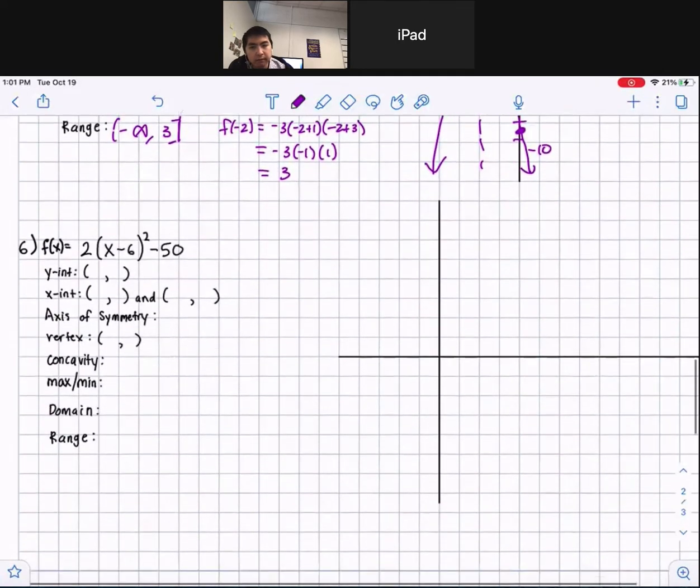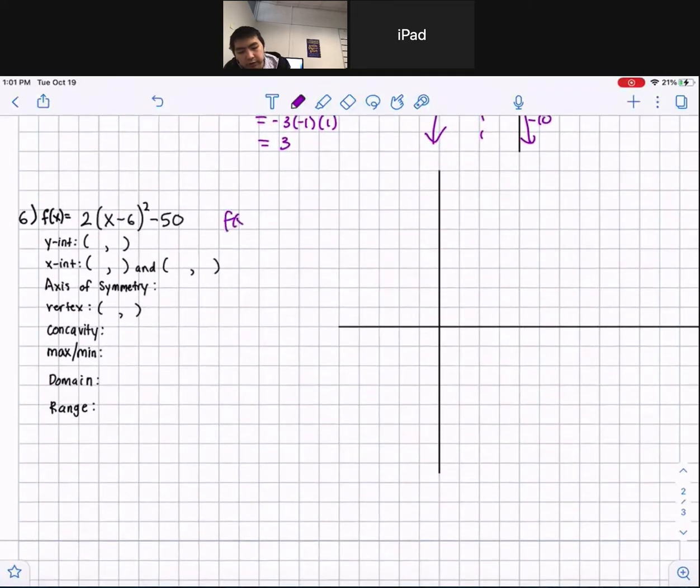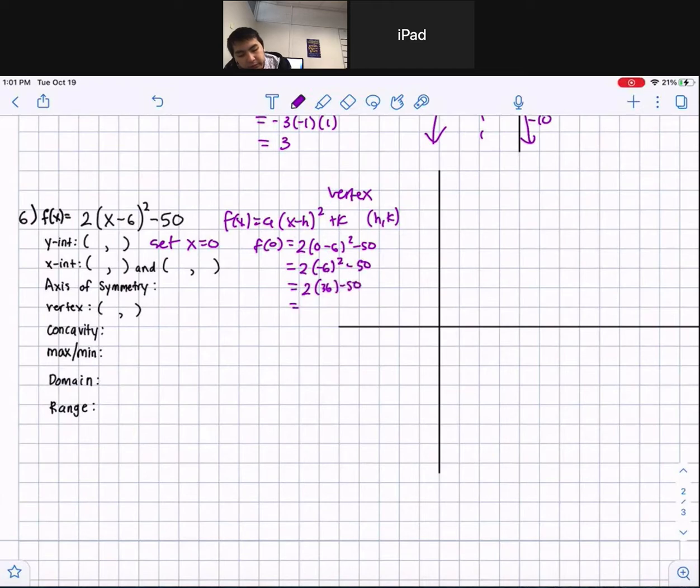Okay, last one. This is in vertex form. You know it's in vertex form because it has this raised to the second power in parentheses and a k. And remember, h comma k is your vertex. So the y-intercept, again, it's always set x equals 0 and solve. Everywhere you see an x, it now becomes a 0. Negative 0 minus 6 is negative 6 squared minus 50. Negative 6 squared is 36 minus 50. 36 times 2 is 72 minus 50. 72 minus 50 is 22. 0, comma, 22.